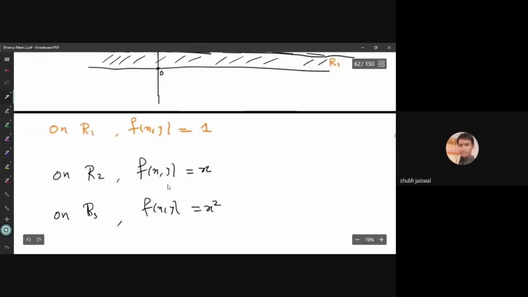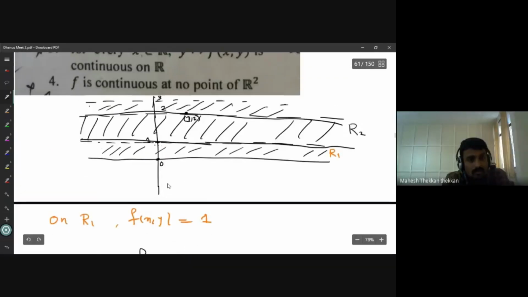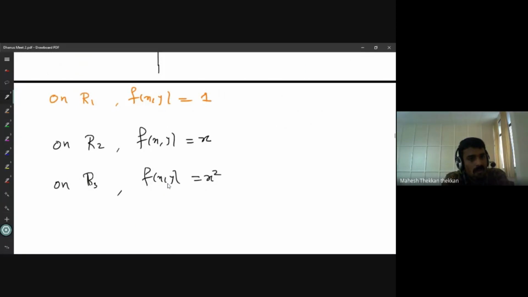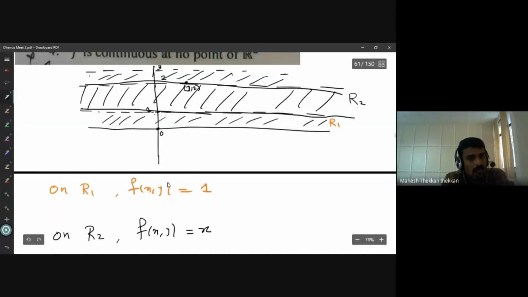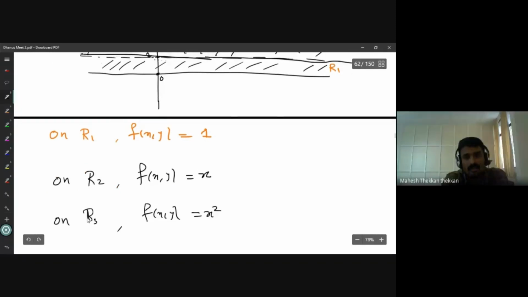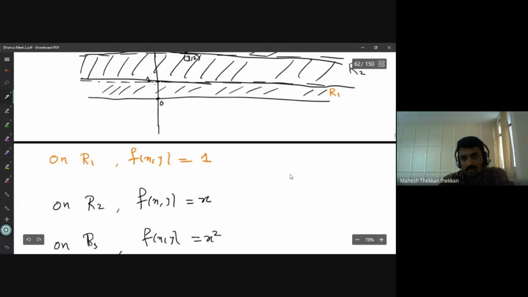2. No, not 2. At 2, 2, it is... Which function do you have to use? The point belongs to the region R. Yes, f of 2, 2 is 4.